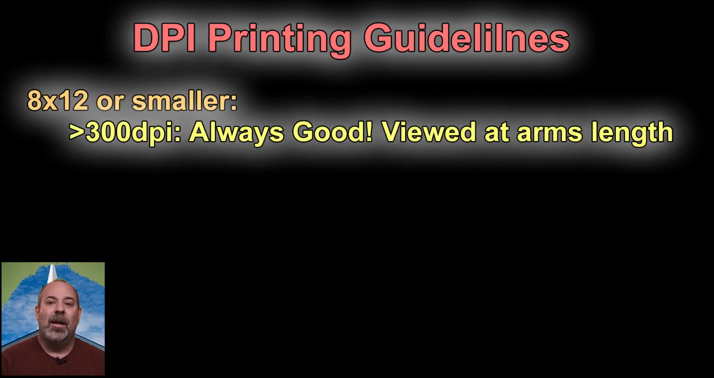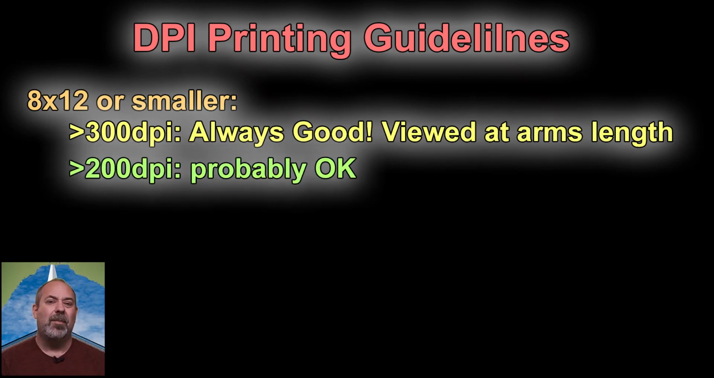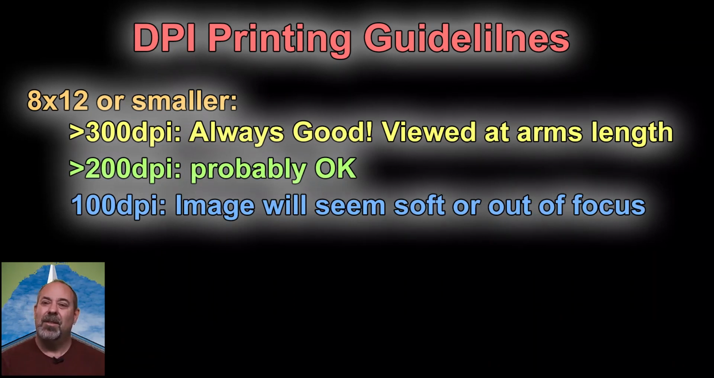The 300 DPI guideline is good for images you'll be viewing close up, within arm's length. You could probably push this down to 200 DPI and have it still acceptable, but this depends on the image itself. At 100 DPI at this range, you will notice the image is definitely soft.